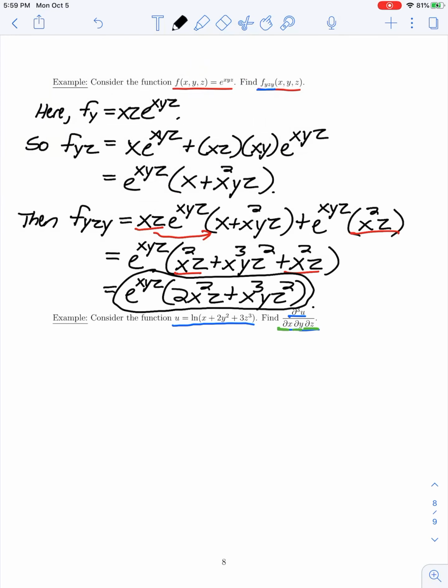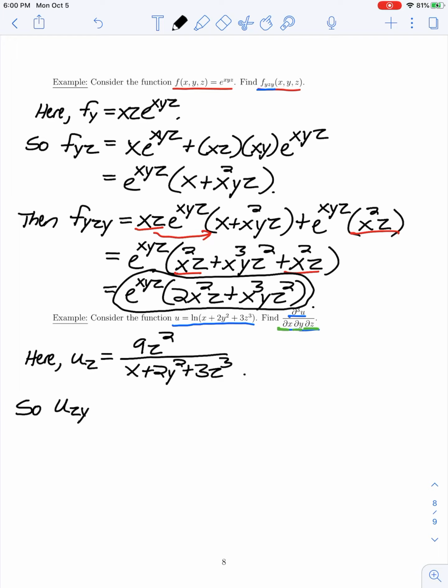So first, let us find the partial derivative of u with respect to z. So by the chain rule, we would have 9z squared over x plus 2y squared plus 3z cubed. Now, the next order for the derivative would be with respect to y. So looking at the partial derivative of u sub z, then with respect to y.